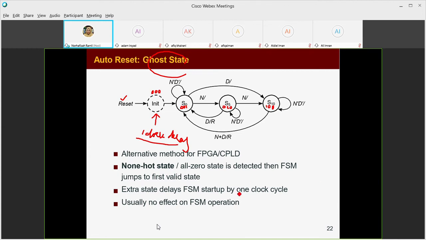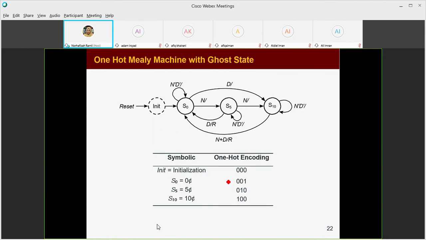No, if you detect that 0, it will push to the design state. Yeah, so usually no effect on FSM. If you really thoroughly study the waveform, you can only see from the beginning, the first clock, you need one clock before you go to the process or the operation. Okay, so initialization 0.